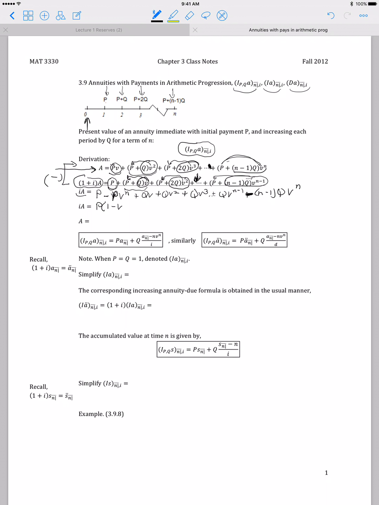We'll factor a P out of the first two terms. We'll rewrite our QVs. And then this last term, I'm going to take a minus QV to the n. That becomes a plus QV to the n. And I have minus n QV to the n. So in other words, I'm just going to multiply through by QV to the n through that parentheses there. And finally, on the last line, I'm going to divide both sides by I.